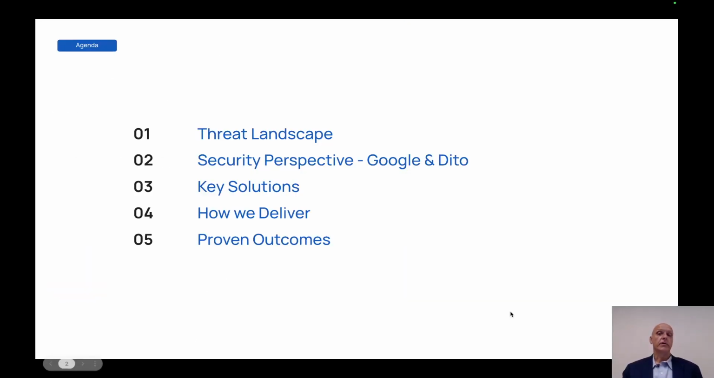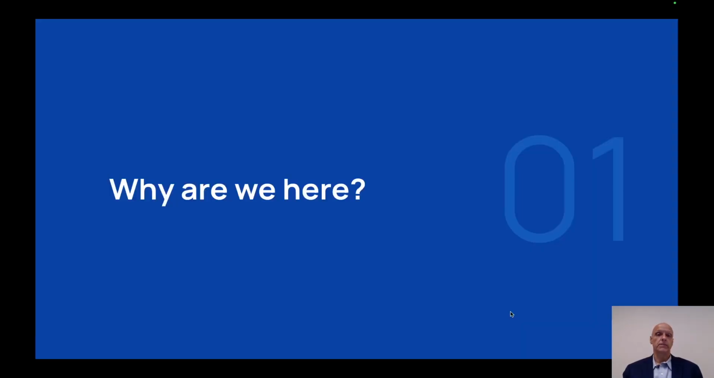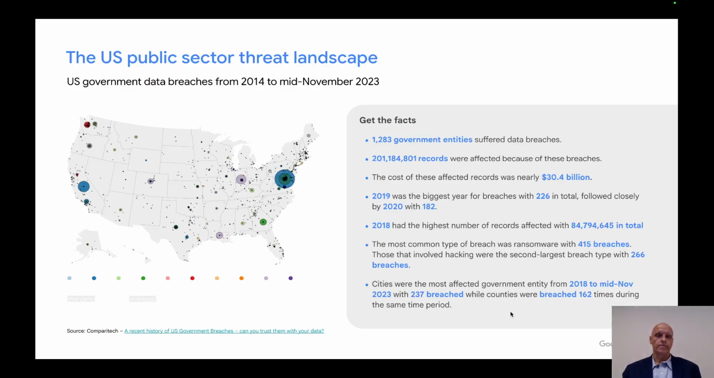Today we'll be covering the threat landscape, the security perspective relative to Google and Mandiant, key solutions, how we deliver to our customers, and really get into the depths of proven outcomes. What are some of the good stories to tell in terms of how Google SecOps differentiates itself from the marketplace? So first and foremost, why are we here?